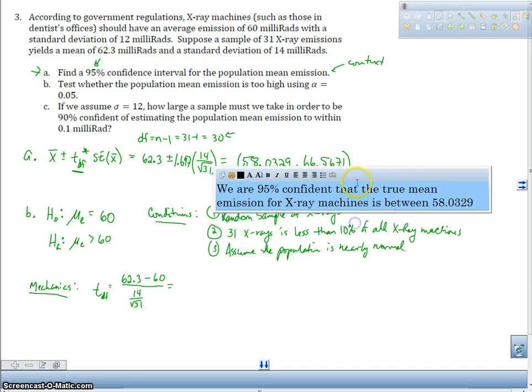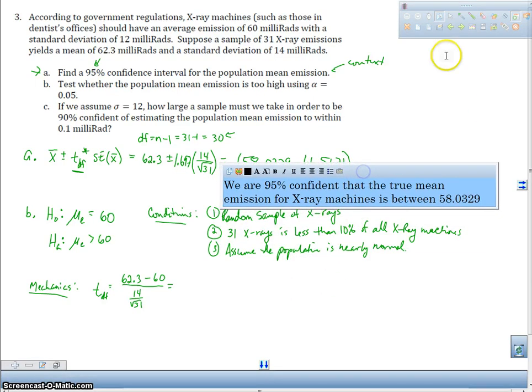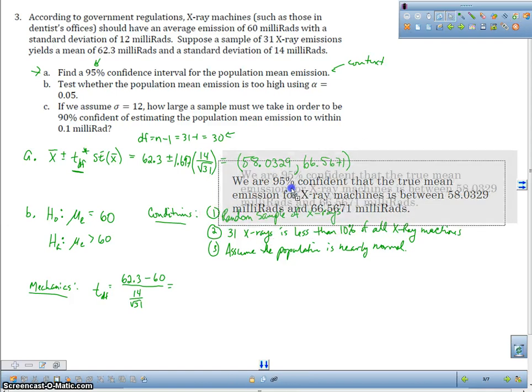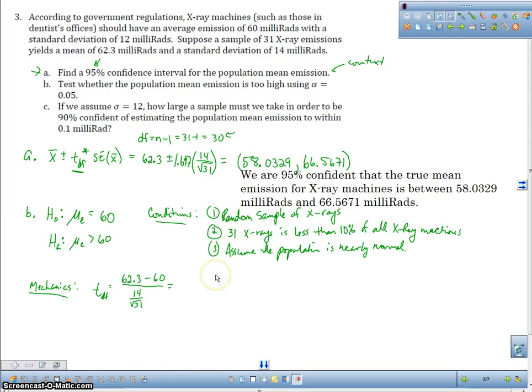Let's move here so we can see it. Okay. All right, so now that we have that done, let's go to B, which is our significance test. We're going to test whether the population mean emission is too high using an alpha level of 0.05.